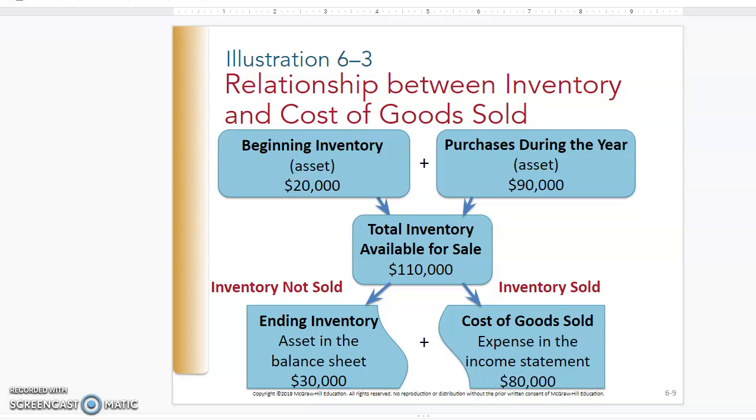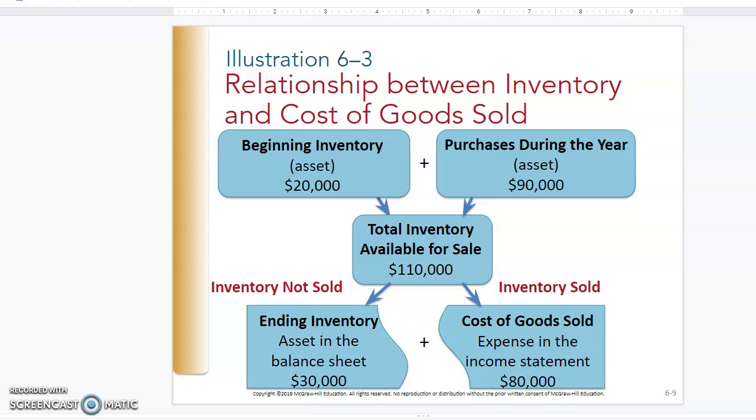Retailers are also merchandisers. Retailers are companies that sell to the end user, usually a consumer. So wholesalers sell to the retailers. Retailers, think Costco, Walmart, whatever, that's a retailer.